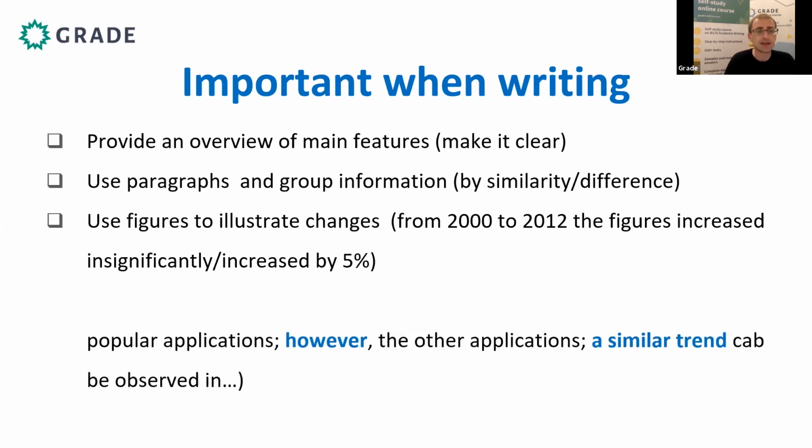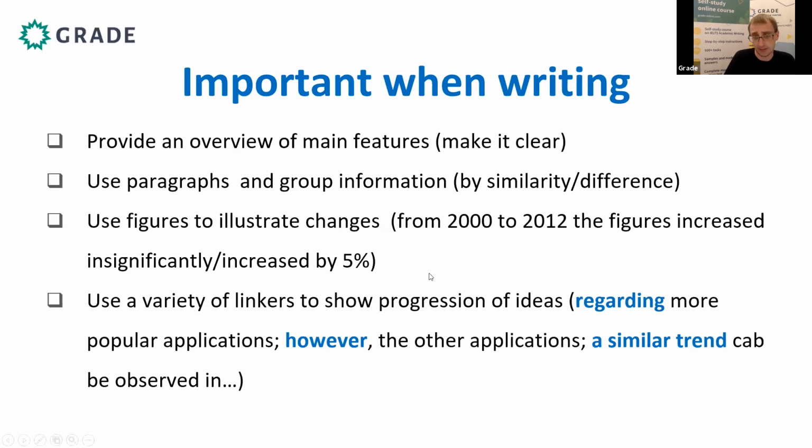Another one is related to linkers and language for comparison. And we talked about different kinds of language for referring or progressing ideas, for showing contrast and showing similarity. And now let us see how well we understand what we have to do and what we don't have to do.